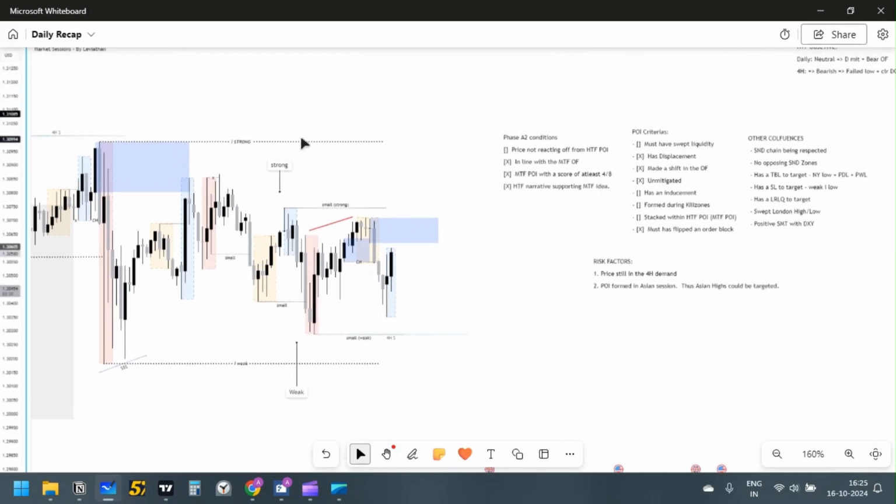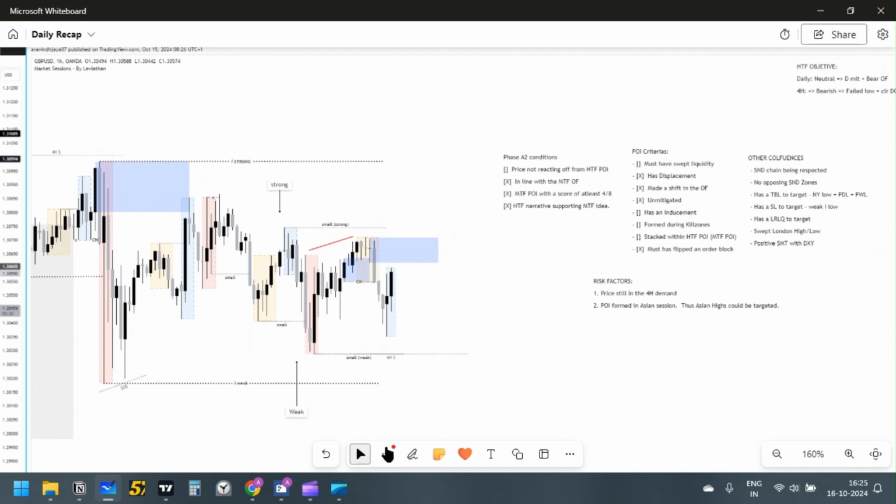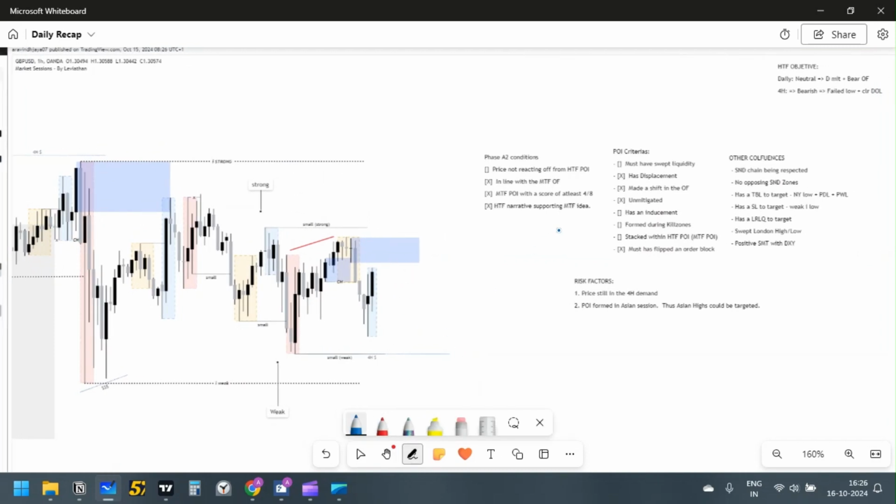And the price was approaching the H1 POI. I just started to mark my confluences and it's actually phase A2. These are the conditions for the phase A2. And if all of them are satisfied, it means that it's a high probability trade. And if two or three of them are satisfied, then it's a medium probability trade.